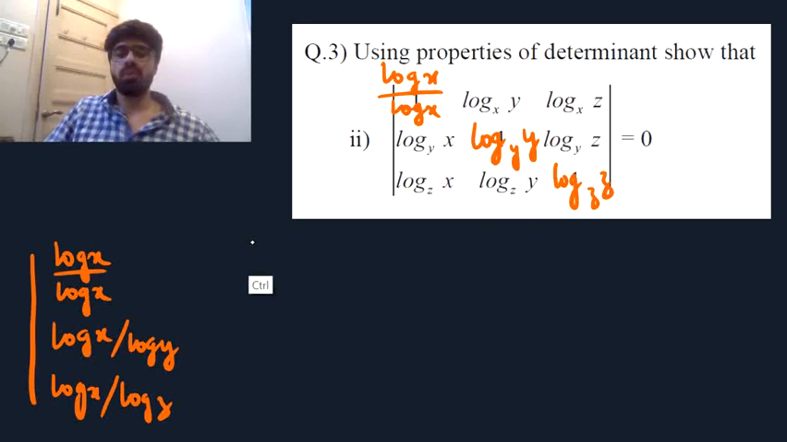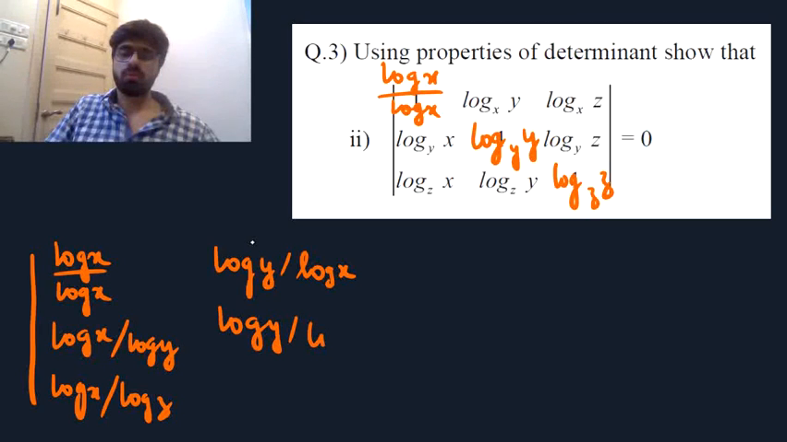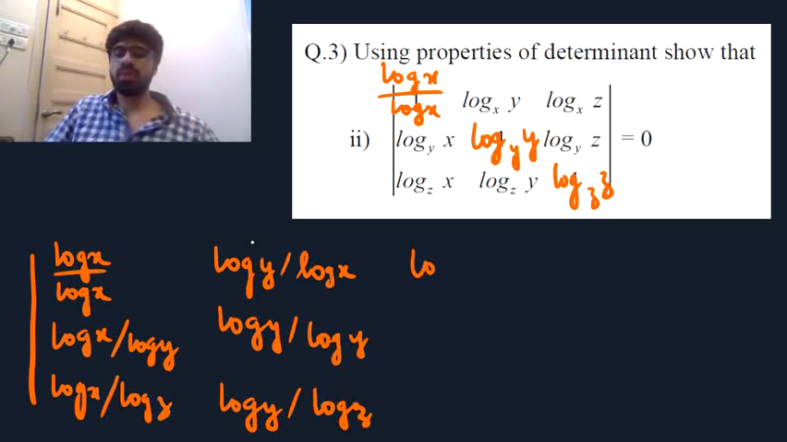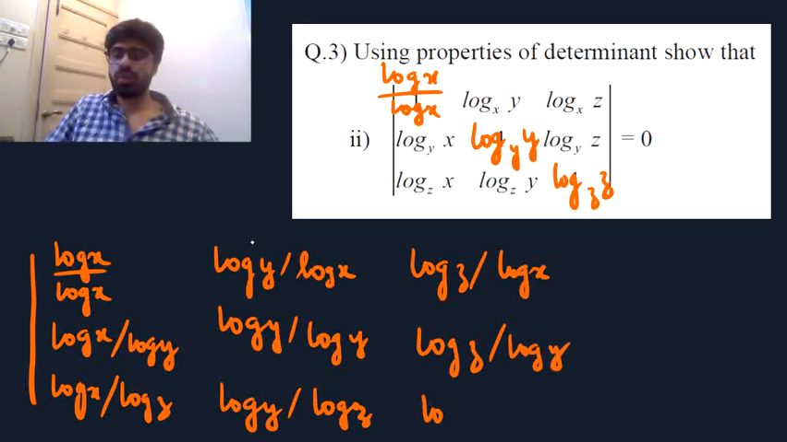Then comes the second column, the first term being log y upon log x, this term being log y upon log y, and this term being log y upon log z. Similarly, let's quickly write the third column, log z upon log x, then we have log z upon log y, and here we have log z upon log z.